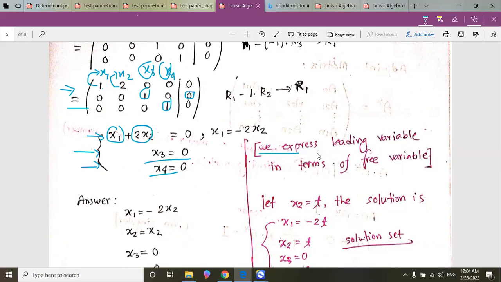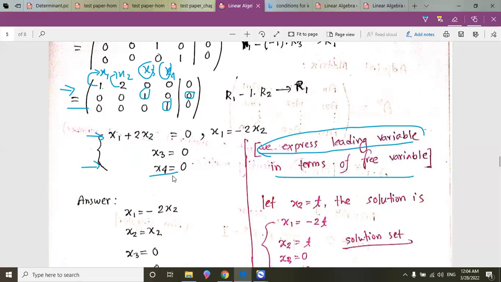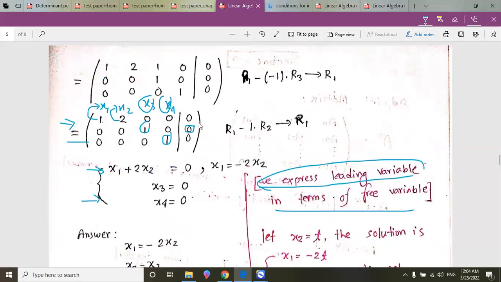So we express the leading variable in terms of the free variable. Okay. So what do I mean by free variable? You see here, this one is not our pivot point, right? So this one is called a free variable. The entry that is not a pivot point is a free variable.